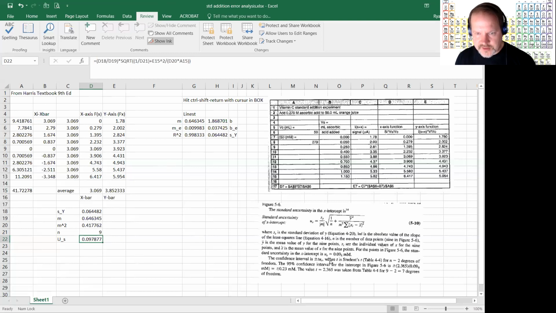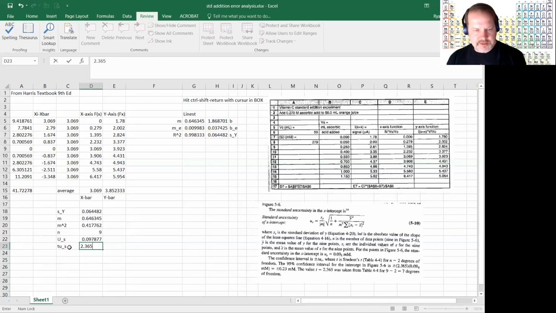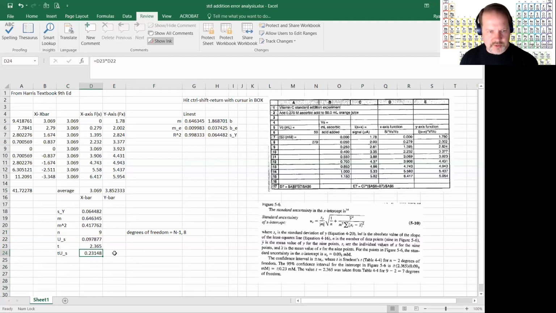And so they talk about how this uncertainty now needs to be multiplied by student t. You need to go into the textbook in table 4.4, and they grab a number, so you get t times U sub S. I forget exactly what it is. Oh, there it is, 2.365 for n minus one data points. They call that the degrees of freedom. So the degrees of freedom is n minus one, or eight in our case. This is the student t, and then we're going to just multiply t and U sub S, and you get 0.23 millimolar. In this example, you're going to get a different number for your numbers. And so in their example, whatever value they get, this gives you the error to go along with it. Hopefully that is helpful to help you determine the error.